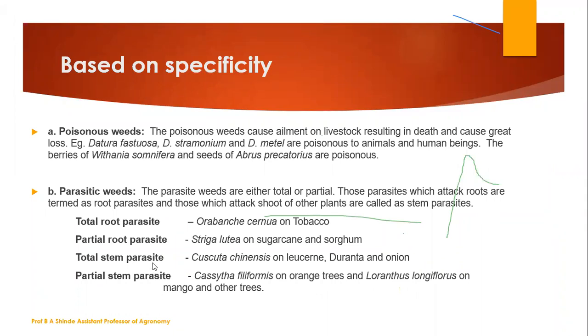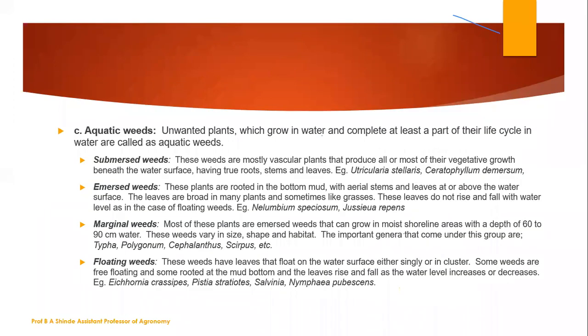Total stem parasites and partial stem parasites are there. The partial stem parasites grow partially on the stem of mangoes and other trees. That is, Cassytha filiformis on the orange trees and Loranthus longiflorus. Then the aquatic weeds are there.